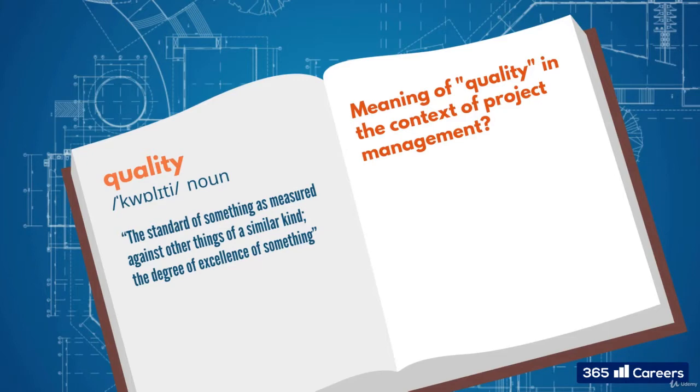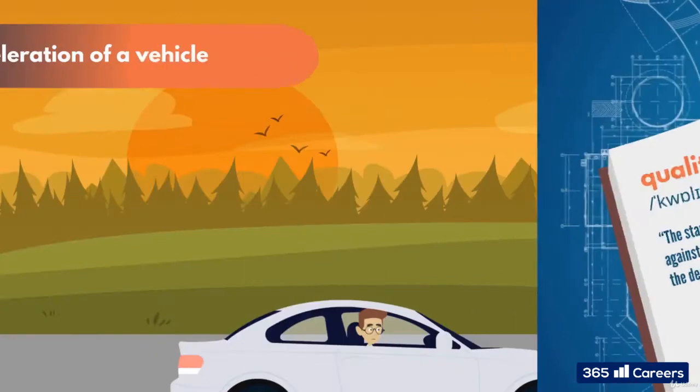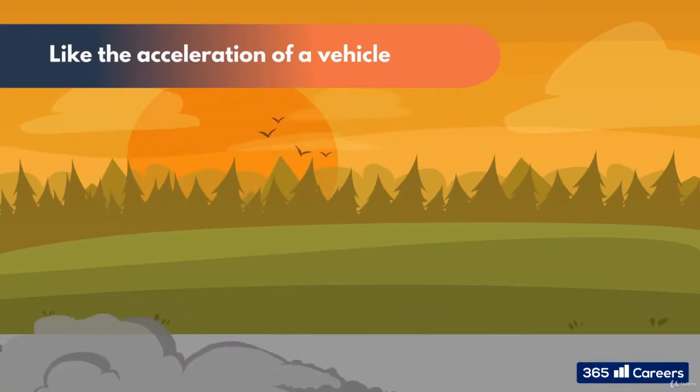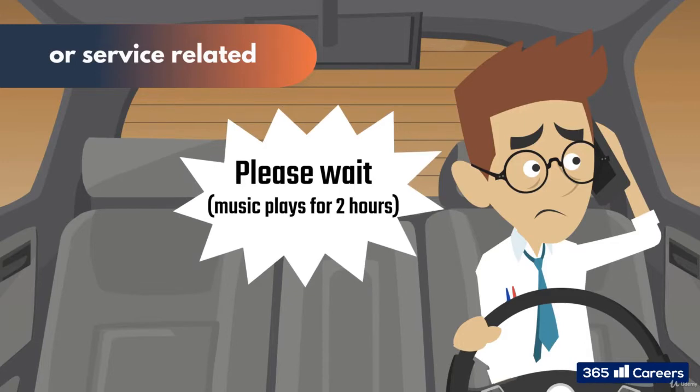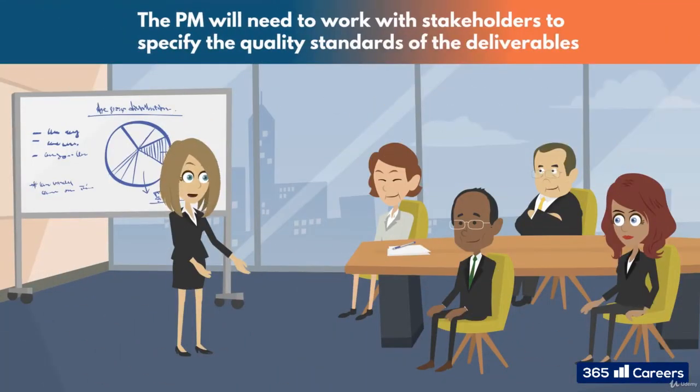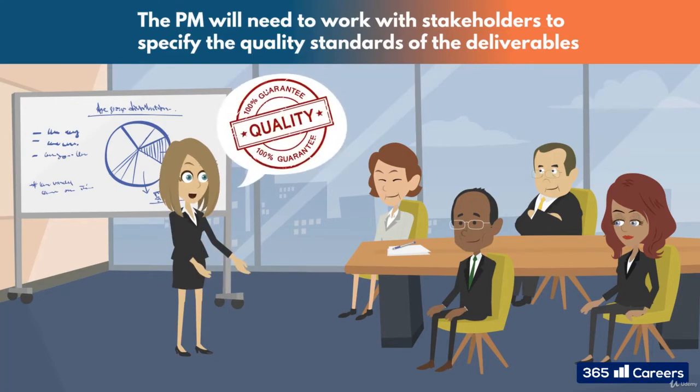We can think of quality as the qualitative characteristics of a product, be its physical qualities like its material or contents, its performance like the acceleration of a vehicle, or service related, such as response time in a customer-facing role. The project manager will need to work with stakeholders to specify the quality standards of the deliverables of the project, and of course to ensure they are being met.